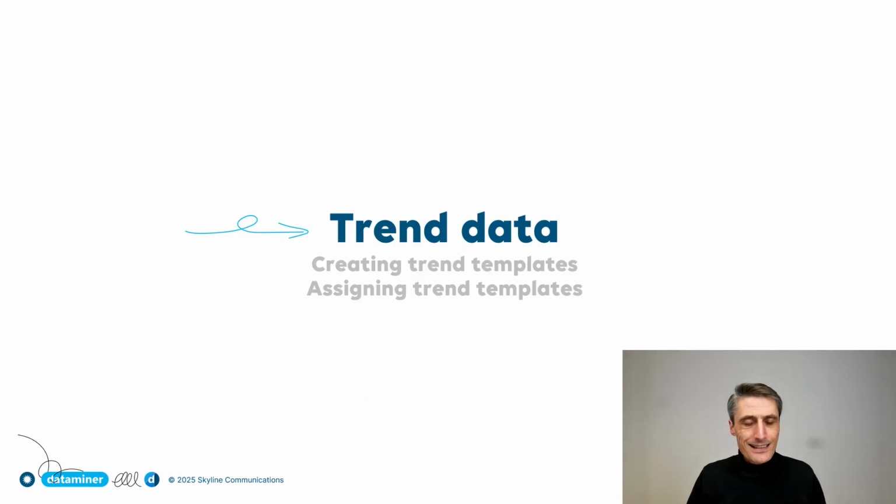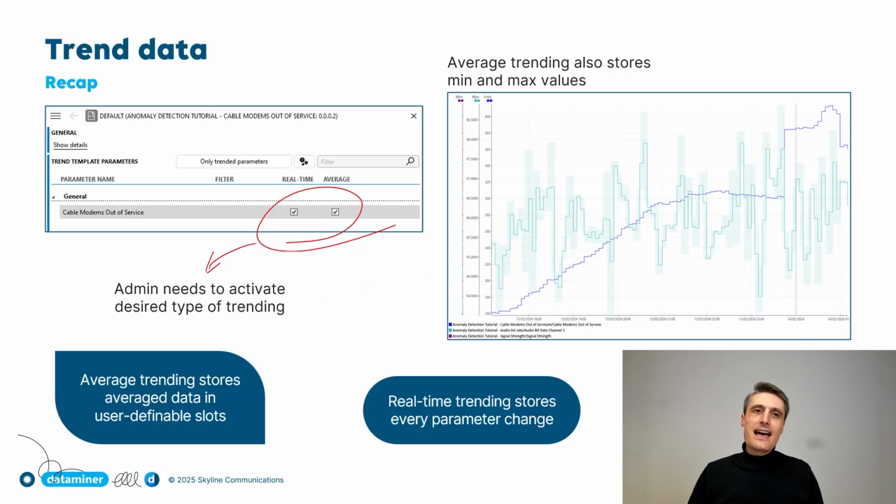Okay, so first a little recap on that trend data. So when we have the parameters coming into our DataMiner system, we want to have that history perspective. So we want to see the performance data over time. And we were having two options, as we already mentioned in the fundamentals. We have real time and average. So as an administrator, you will need to define which parameters you want to activate for trending. And if you activate a parameter for trending, you need to choose between one or the other or both. So in this case, both are being activated.